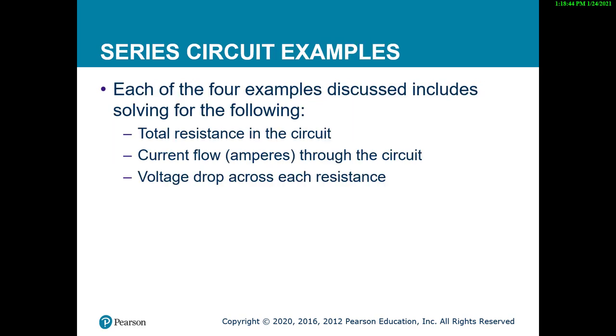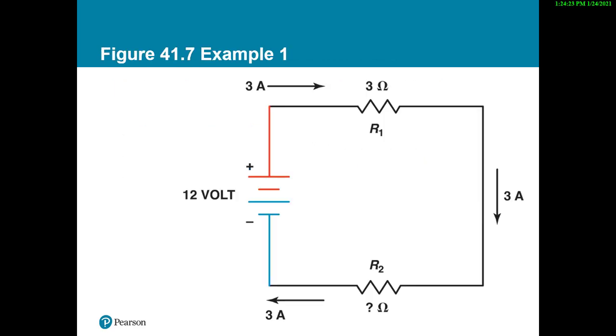As we wrap up the first part of our lecture on series, parallel, and series parallel circuits, we're going to review series circuit calculations. We're going to solve for total resistance in the circuit, current flow, and voltage drops. We're going to go through 4 examples to hopefully lock in the process. In our first example, figure 41.7, we need to solve for the resistor at the bottom of this series circuit. We don't know what it is. We need to figure out how many ohms there are.